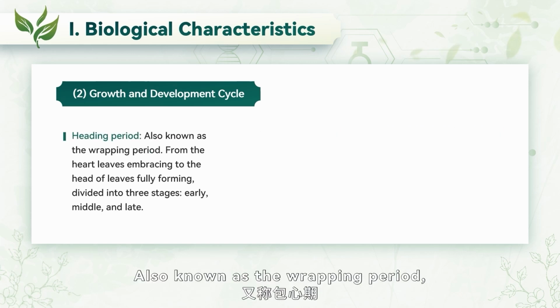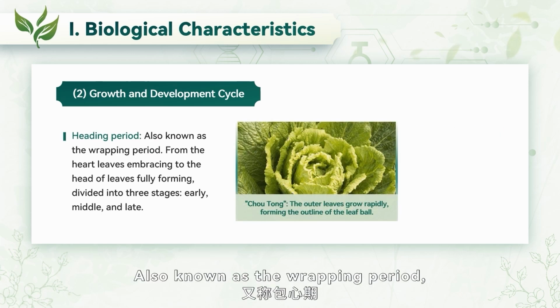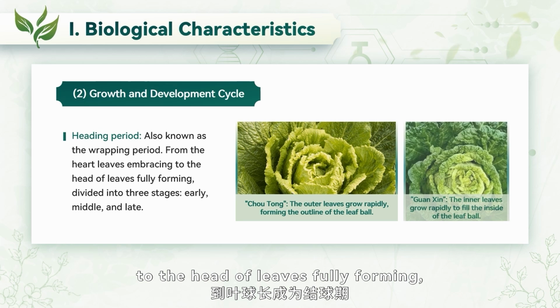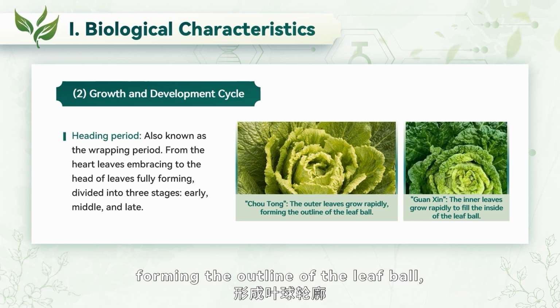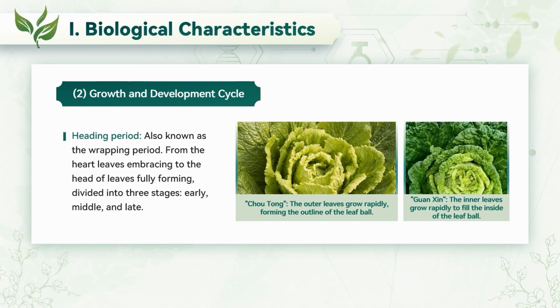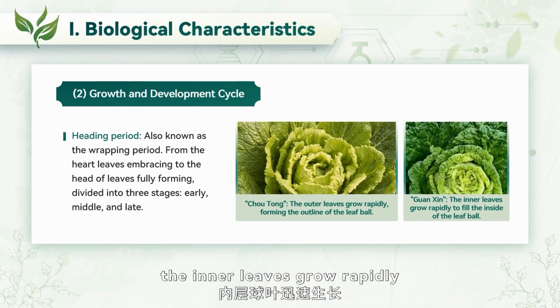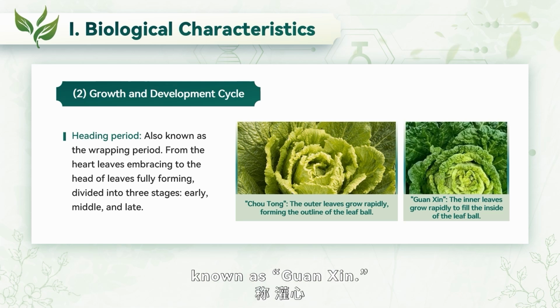Heading period, also known as the wrapping period, from the hard leaves embracing to the head of leaves fully forming, divided into 3 stages: early, middle, and late. In the early stage, the outer leaves grow rapidly, forming the outline of the leaf ball, known as chotong. In the middle stage, the inner leaves grow rapidly to fill the inside of the leaf ball, known as guansem.